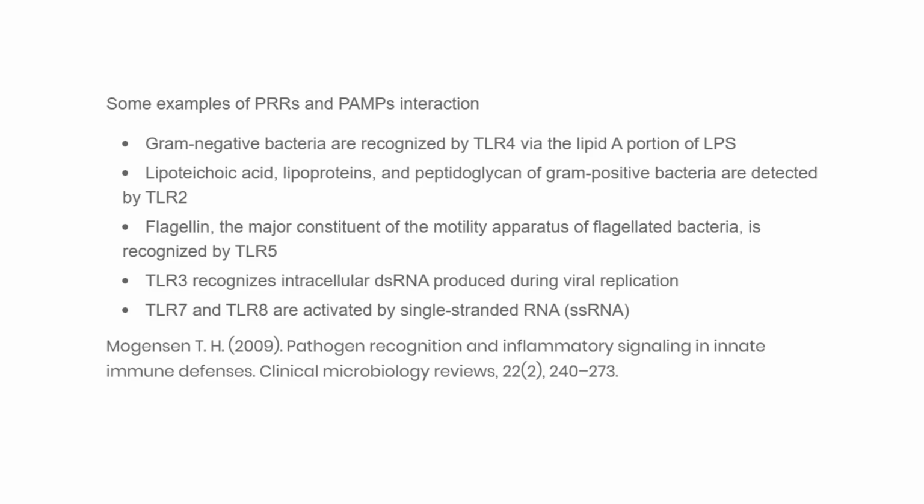So, some examples of PRR and PAMP interaction. In the case of gram-negative bacteria, which are recognized by TLR4 via the lipid A portion of the LPS, here TLR4 is the PRR and the lipid A portion of the LPS is the PAMP. The next one: lipoteichoic acid, lipoprotein, and peptidoglycan of gram-positive bacteria are detected by TLR2. So again, TLR2 is the PRR and the lipoteichoic acid, lipoprotein, and peptidoglycan are the PAMPs.